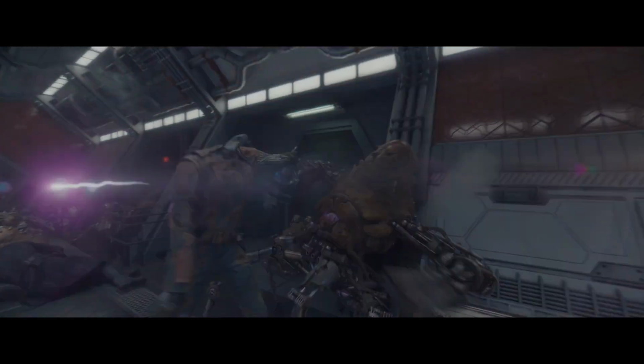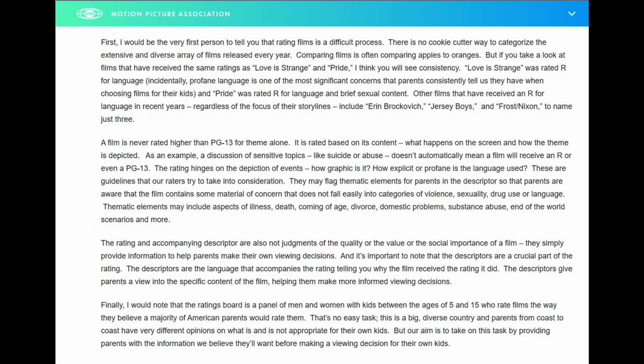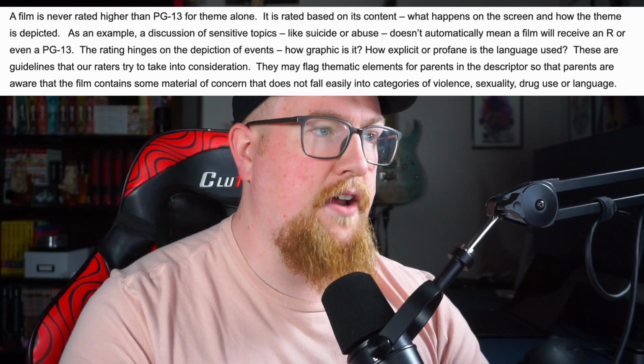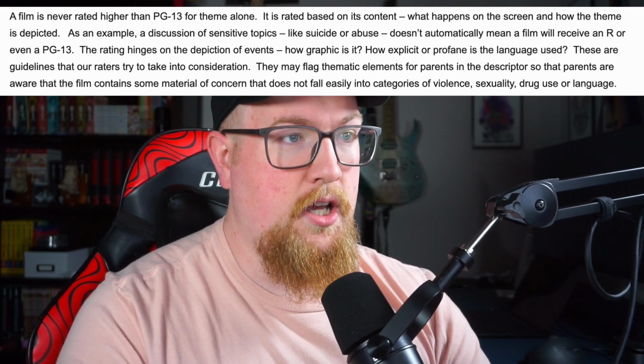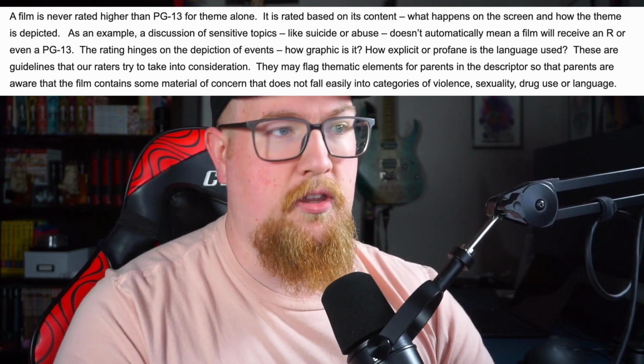From the MPA website, they describe thematic elements as "thematic elements may include aspects of illness, death, coming of age, divorce, domestic problems, substance abuse, end of the world scenarios, and more." That is a very wide and vague set of parameters, none of which specifically include animal cruelty or torture, and the MPA cites that a film is never rated higher than PG-13 for theme alone. It is rated based on its content, what happens on the screen, and how the theme is depicted.